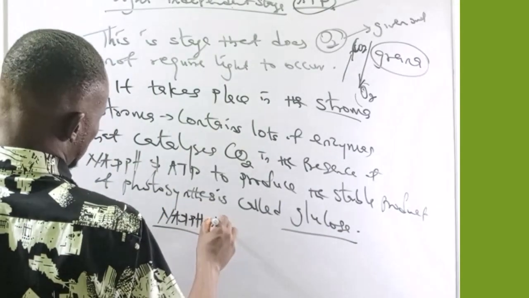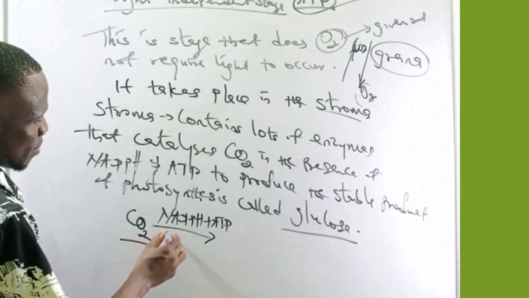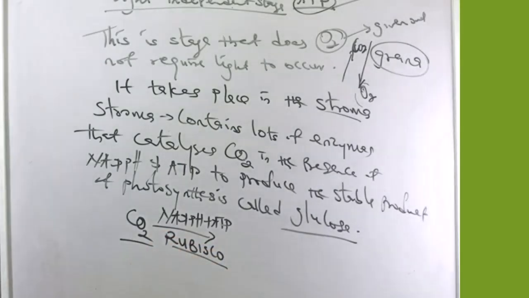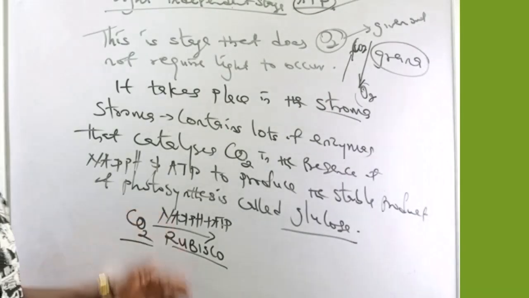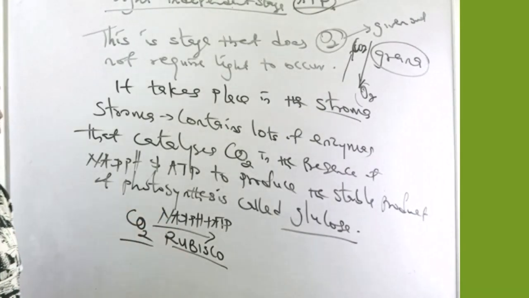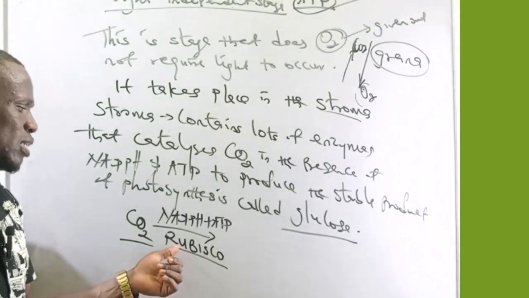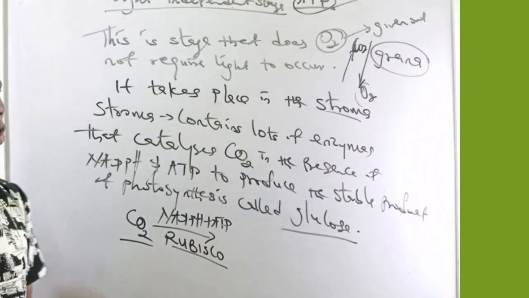NADPH plus ATP, products of the light dependent stage, react with the enzyme. This enzyme complex is called Rubisco, which is beyond the scope of our study now to discuss in detail. It is a cascade of reactions. Rubisco is ribulose 1,5-bisphosphate carboxylase oxygenase.